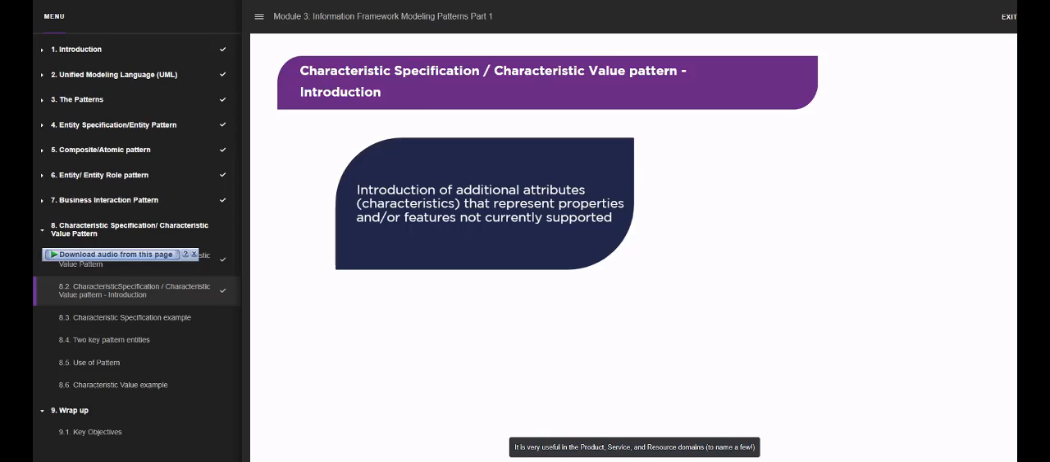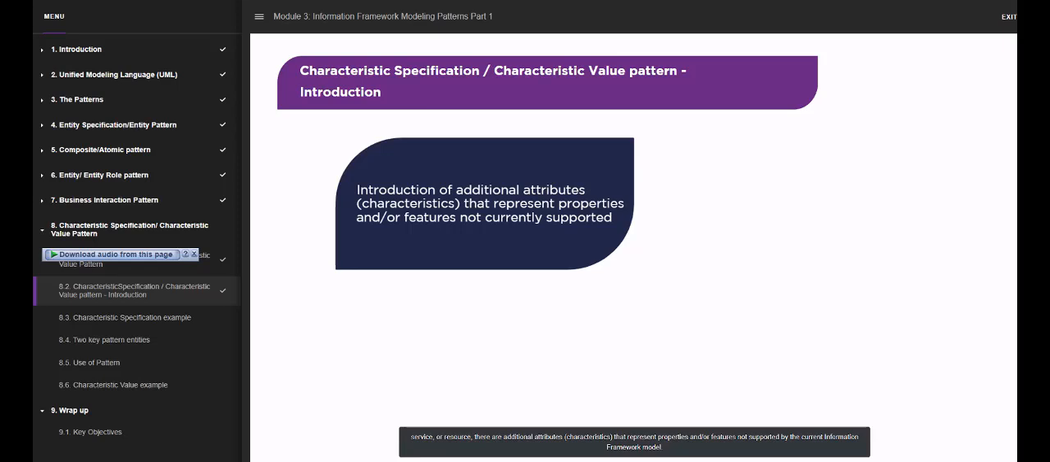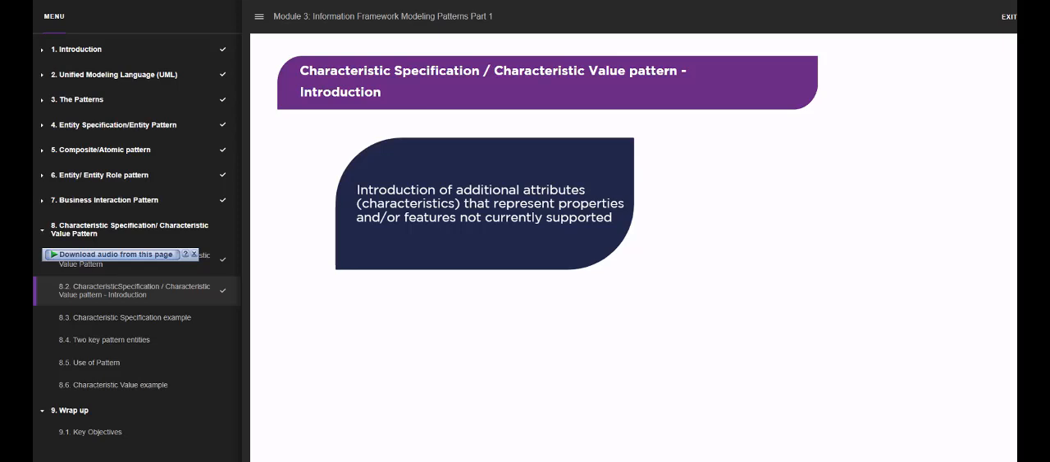It is very useful in the product, service and resource domains, to name but a few, because often with the introduction of a new type, instance of a specification of product, service or resource, there are additional attributes or characteristics that represent properties and or features not supported by the current information framework model. For example, the number of ports available on George's wireless router that is being displayed as part of the offering.